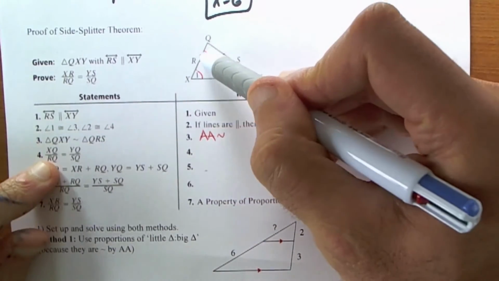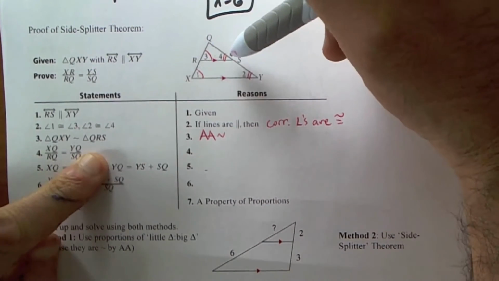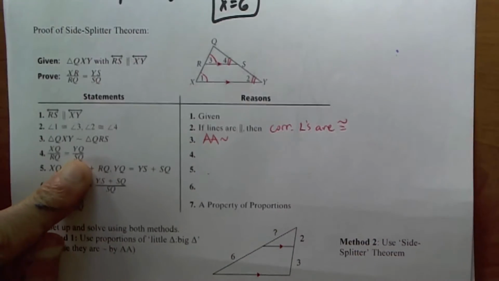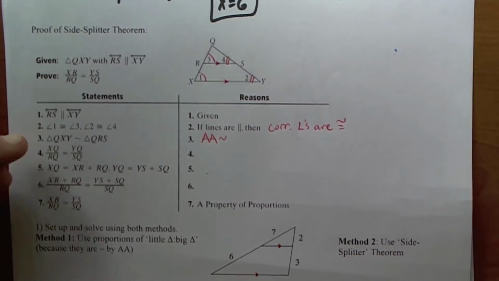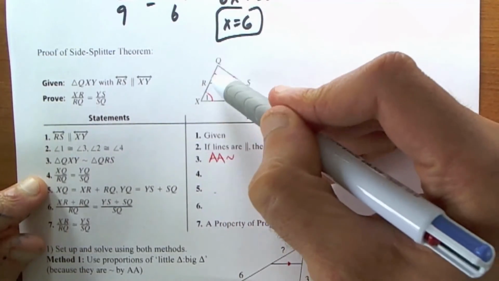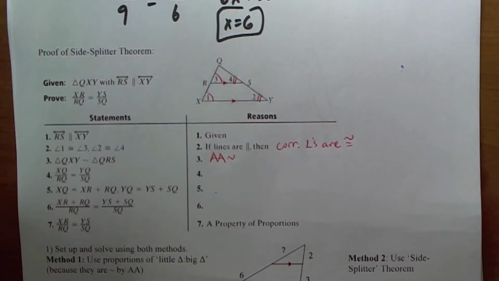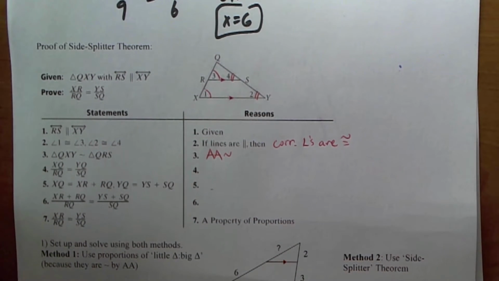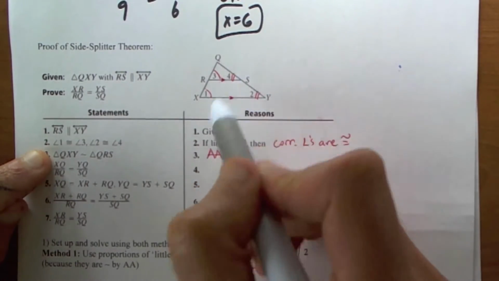Okay, so once I've got that, I could say QX to RQ is the same ratio as YQ is to SQ. Think about that. Why can I do that now? After these 3 steps, why can I say step 4? Why can I say that this to this is equal to this to this? Well, look at step 3. What did we just prove here? We just proved that this little triangle here was similar to this big triangle here.